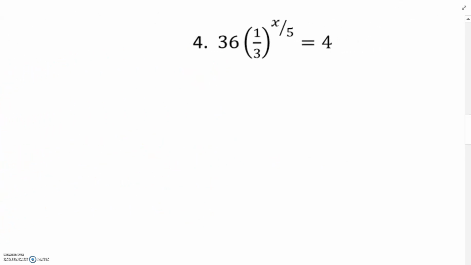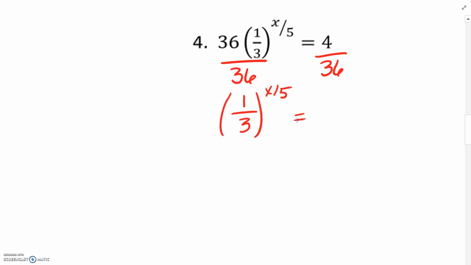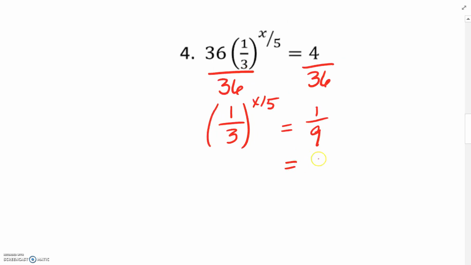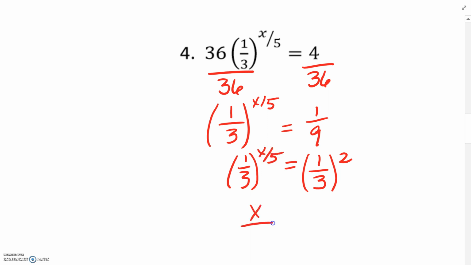And on the final one on this first page, again, this is kind of like number 2, where we have this coefficient here in front of the base of the exponent. So we need to always start by dividing both sides by that. So we're just left with, on the left, 1/3 to the x over 5 power. And on the right, 4 divided by 36 reduces to 1/9. Now, if we're trying to get the same base on both sides, I would probably just change this 1/9 to 1/3 squared. One-to-one property. Those exponents have to be equal. So we get an x value of 10.